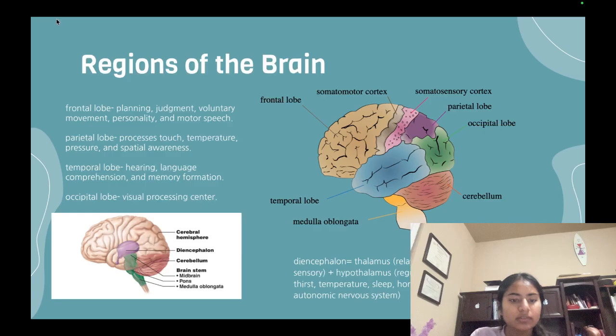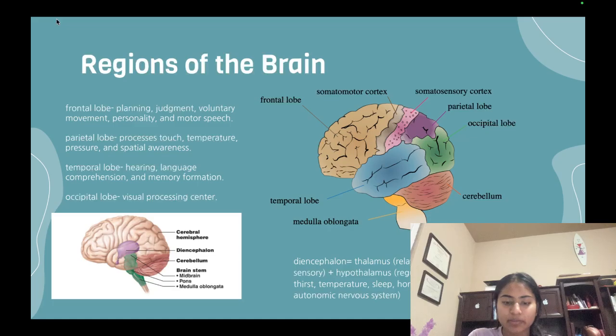So the first lobe is the frontal lobe. It handles planning, judgment, voluntary movement, personality, motor, and speech. The parietal lobe processes touch, temperature, pressure, and spatial awareness. The temporal lobe is responsible for our hearing, language comprehension, and memory formation as well. And the occipital lobe is our visual processing center.